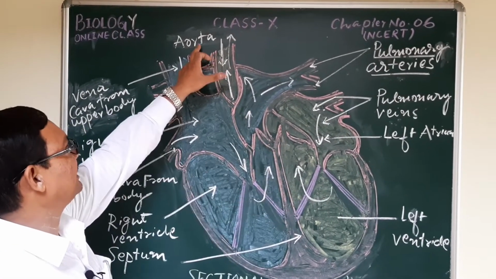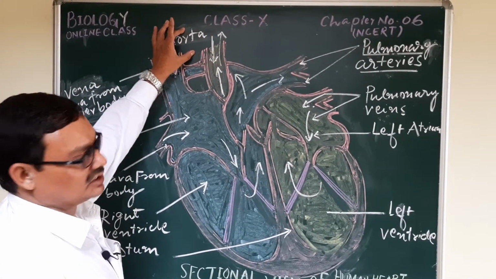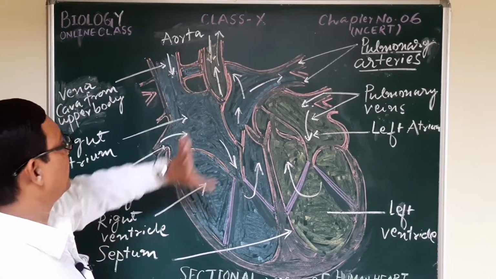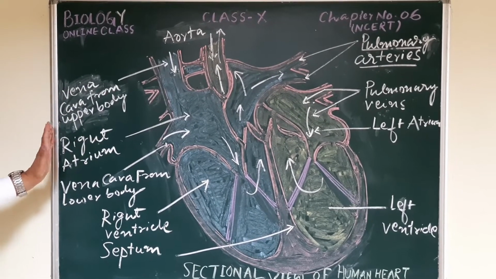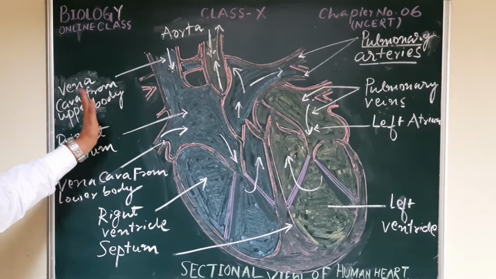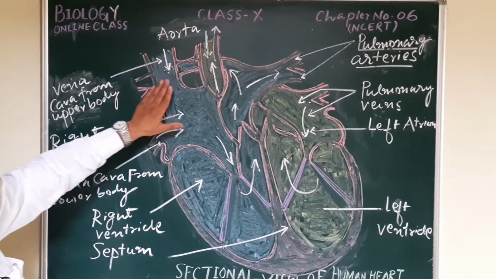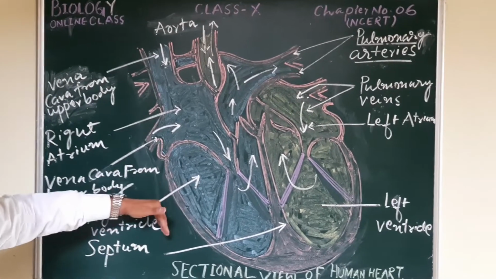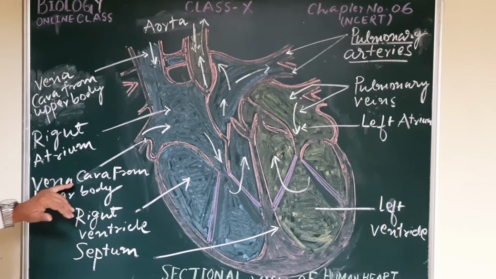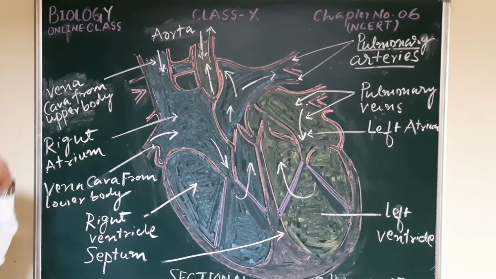On the left side you have seen the pulmonary arteries and pulmonary veins, these are the vessels, and here you may see the aorta. This is also a blood vessel. Now come to the right side of the heart, the vena cava from the upper part of the body, and on the right lower side, vena cava again, from the lower body part.